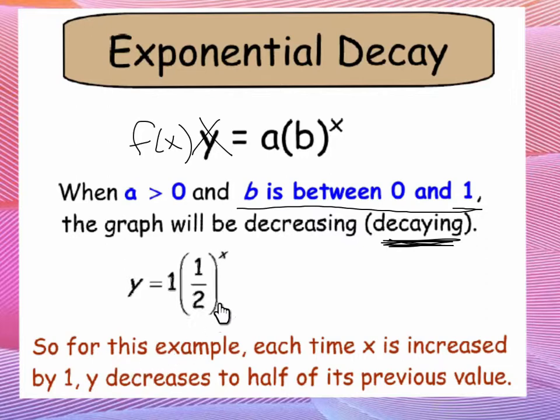So for this example here, each time x is increased by 1, y decreases to half of its previous value. So each time x is increased by 1, that's what that 1 means. Y decreases to half of its previous value. So this sentence really explains what this exponential function is, and we're going to have to do that for some examples that we're going to do in class. So be prepared to use this type of sentence. Each time x is increased by 1, y decreases to half of its previous value.